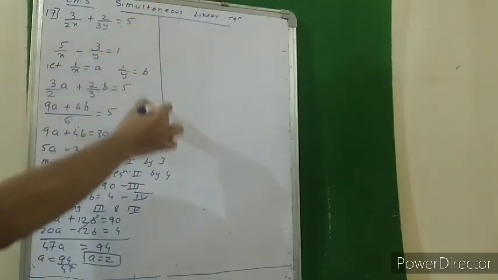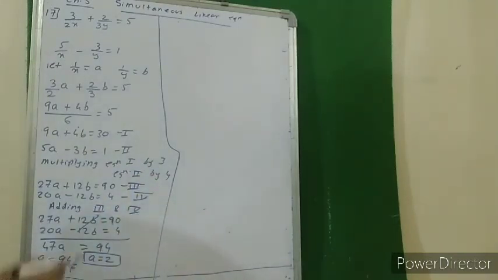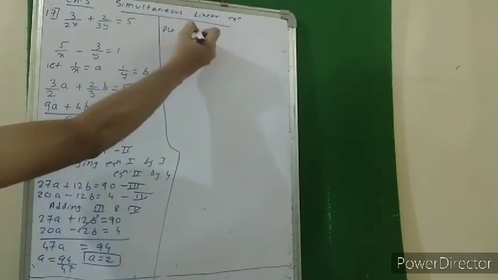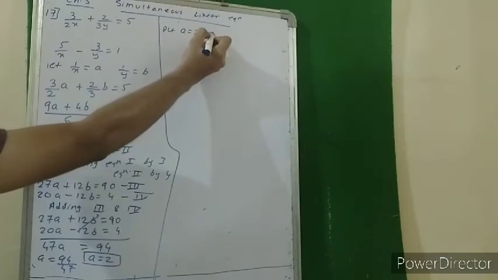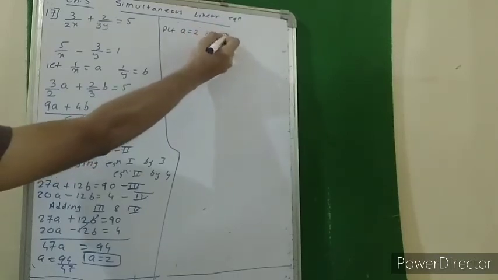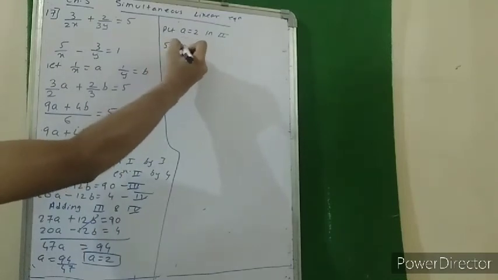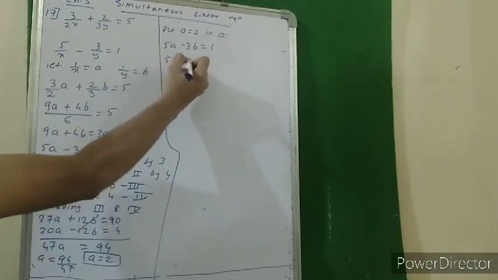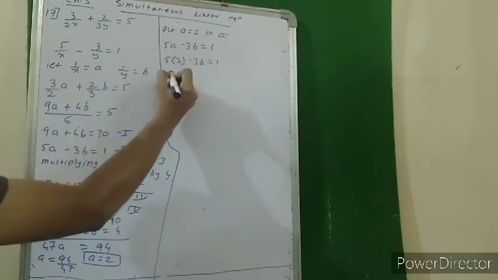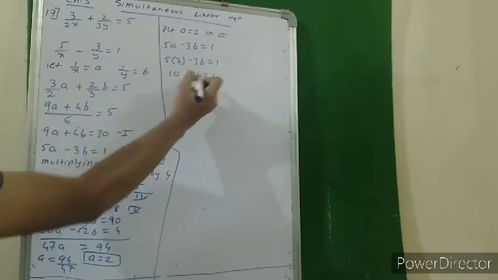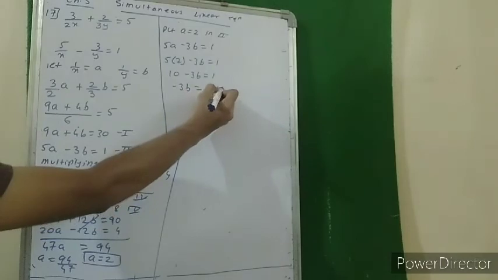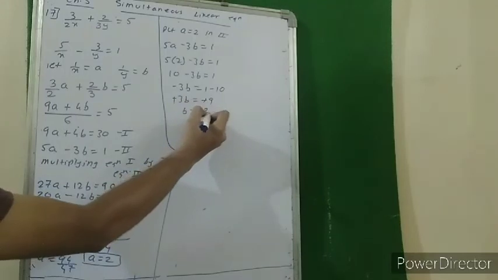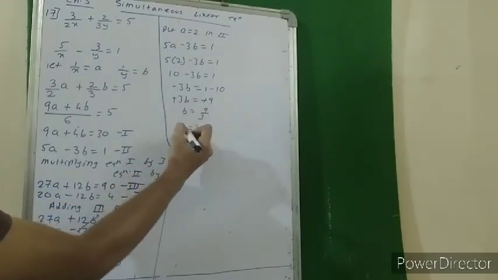Now put a is equal to 2 in any of the equations. So 1 or 2, I will put in 2. Put a is equal to 2 in 2. So 5 into a is 2, minus 3b is equal to 1. 5 times 2 is 10, minus 3b is equal to 1. 3b is equal to 1 minus 10. 3b is equal to minus 9. Minus minus cancel. b is equal to 9 upon 3. So b is equal to 3.